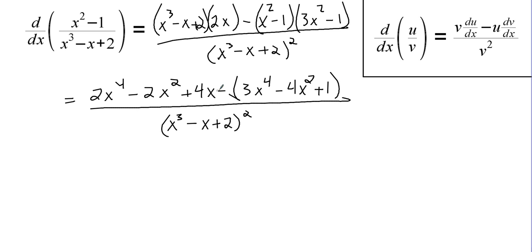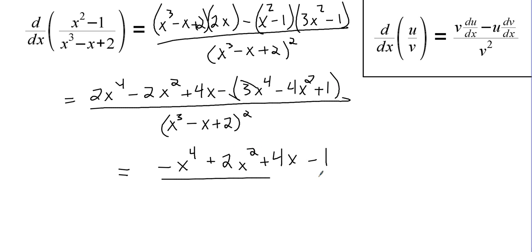Now we'll take our minus sign here and distribute it into all of the pieces of the second part of our numerator, and we'll combine like terms. So we have 2x to the fourth minus 3x to the fourth, so that'll be negative x to the fourth. We have a negative 2x squared minus a negative 4x squared, so that'll be plus 2x squared. We have a plus 4x, and we have a minus 1, and still all over our denominator squared.